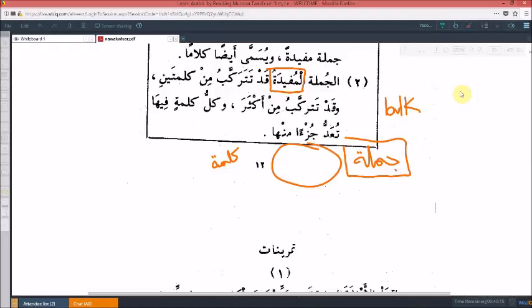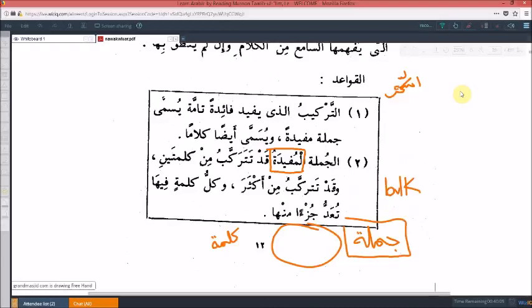Like we say, we have a jumla ismiya, a nominal sentence, a sentence that begins with a noun, and we have a jumla fi'liya, when it begins with a verb. Al-jumla mufida is a beneficial sentence, or as we say in English, a complete sentence. The plural of jumla is jumal.